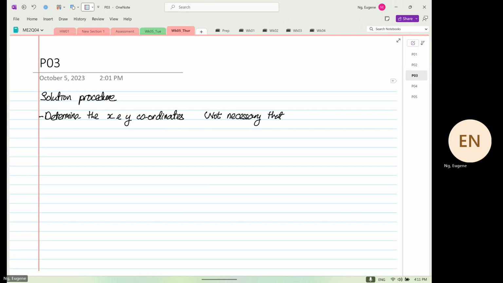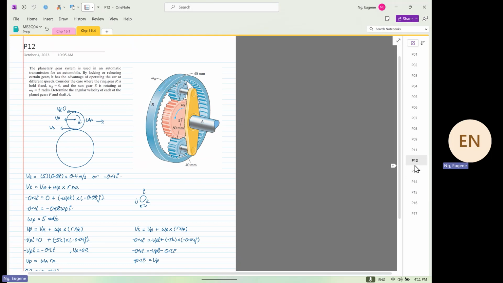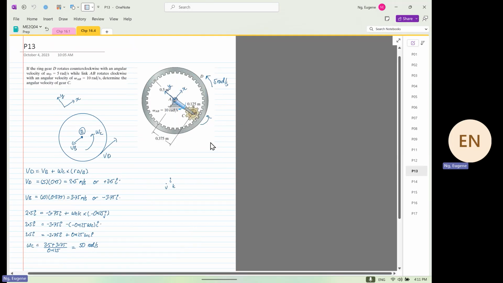X has to be horizontal, Y is vertical. What do I mean by that? Okay, so whenever I teach, I have to do examples. So let's not worry about this.